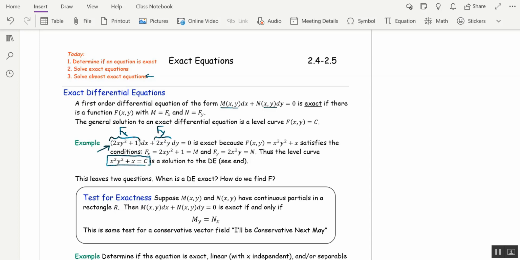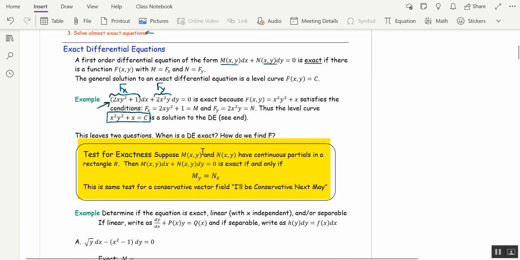So this brings up two questions. One, how do we know when a differential equation is exact without actually having to find a big F? And two, if we want to find big F, how do we find it? So to answer question one, we have this first box here. There's a test for exactness. The test is M sub y is N sub x. If that's the case, then this differential equation is exact.